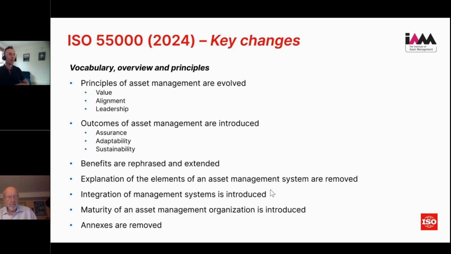So in the logical flow, the first one is 55000. That's the one that is meant to provide information about the vocabulary, an overview of asset management, what we mean by asset management from the TC, and those principles of asset management. That very word, principles, got a lot of attention through this process. Through many rounds of debate, we ended up trying to clarify what we meant by the principles of asset management versus the outcomes of asset management. And so we established that from the old list of principles in the original version, we've got these 3 principles, right? Things that we hold most dear when considering and planning asset management: value, alignment of what we're trying to do as an organization, and leadership. And then we've separated out outcomes, and added in a couple of new outcomes as well. Those are about assurance, adaptability of an organization, and sustainability, of course.